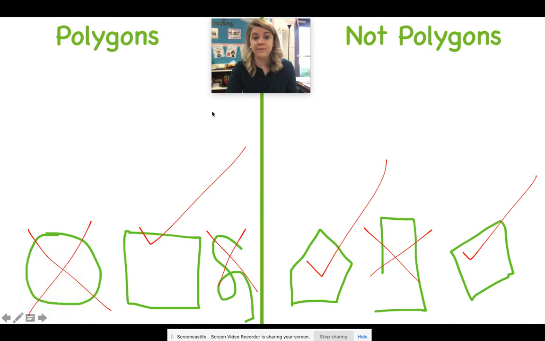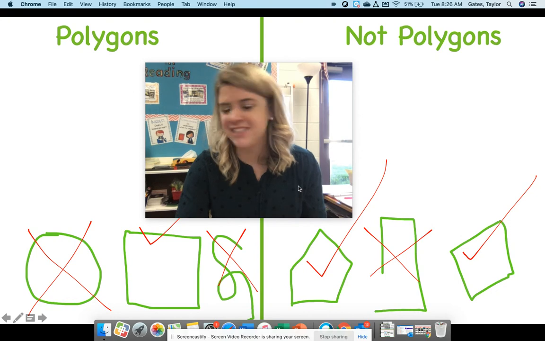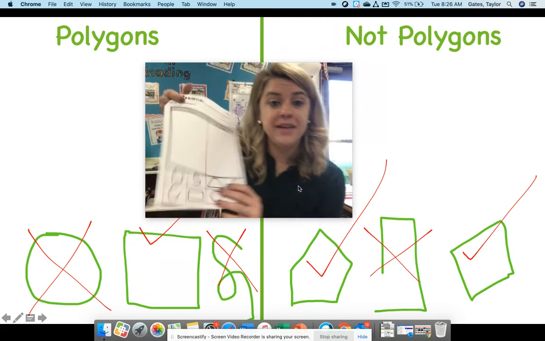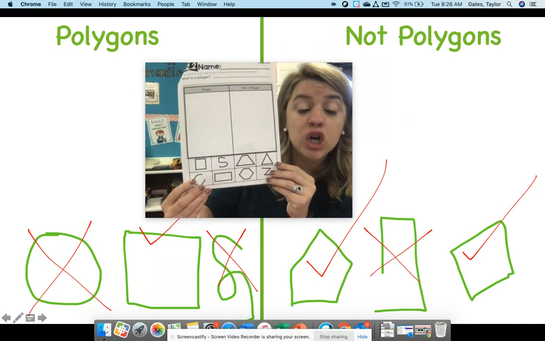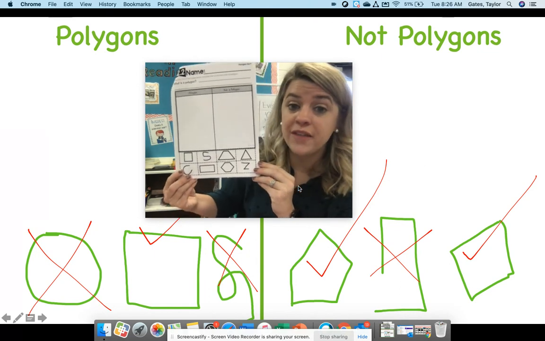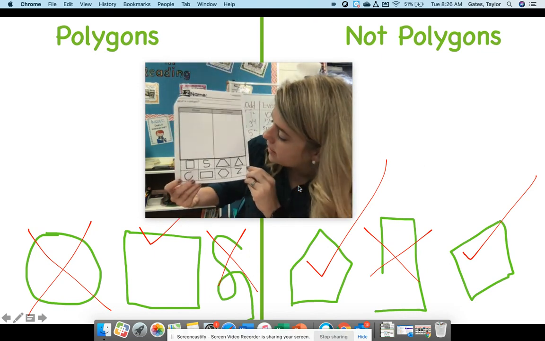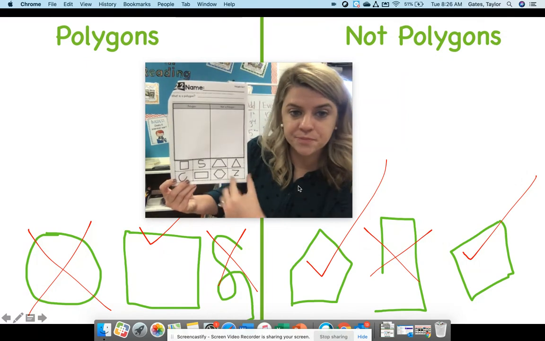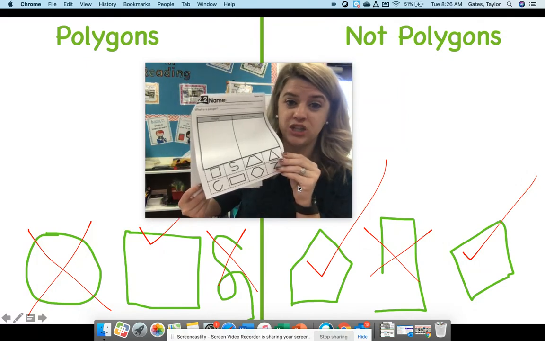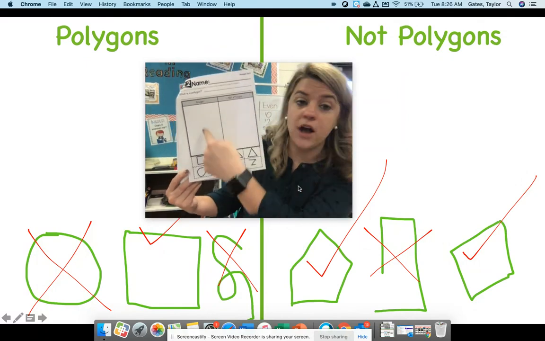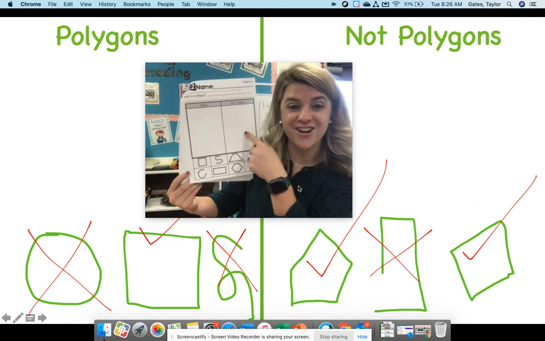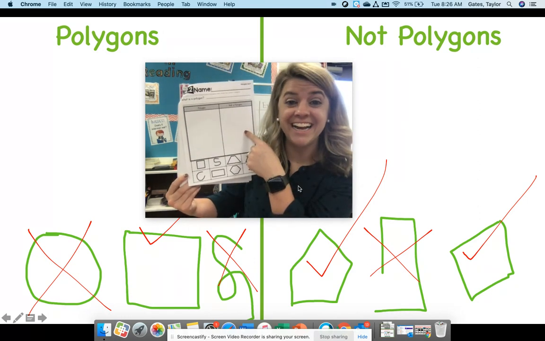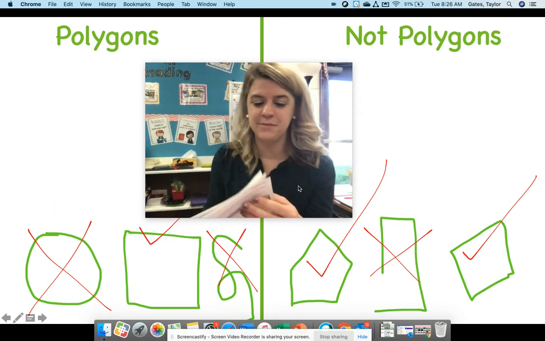Now that you see what we're doing, you are going to be doing this. I'm going to make myself bigger again so you can see. You're going to be sorting shapes into whether they are polygons or not polygons. Cut them out, and make sure you only have one page. If they are a polygon, glue it over here. If they are not a polygon, glue it over here. Then submit it to Miss Gates on Seesaw.